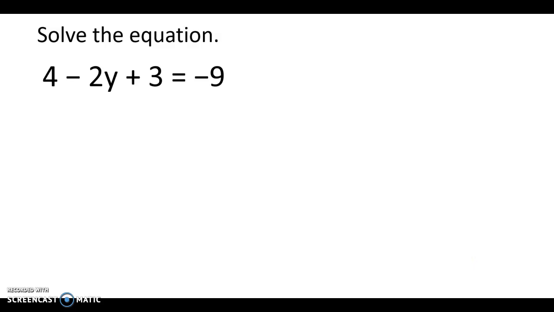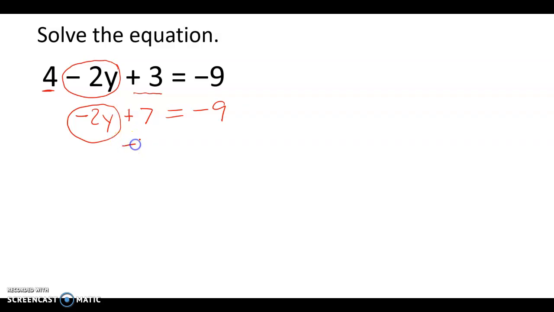So the first thing is my variable term. My variable term is negative 2y. I notice I have a 4 and a plus 3, so you want to combine the 4 and the plus 3. I'm going to get negative 2y, and then 4 plus 3 is 7, equals negative 9. Now I still have my variable term of negative 2y, so I have to get rid of the plus 7. I'm going to subtract 7 from both sides.